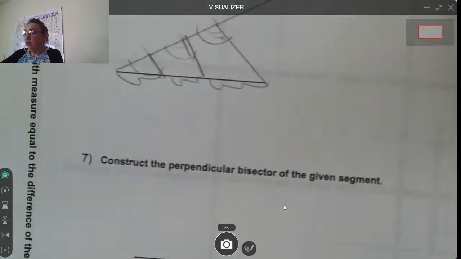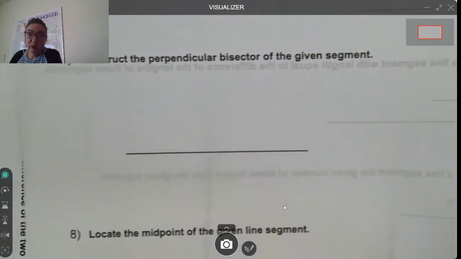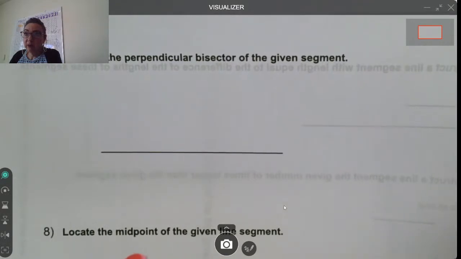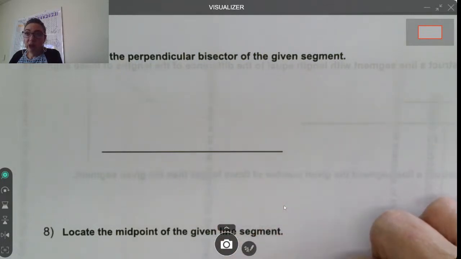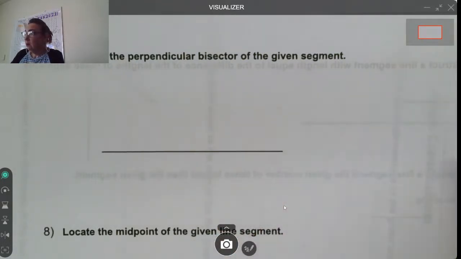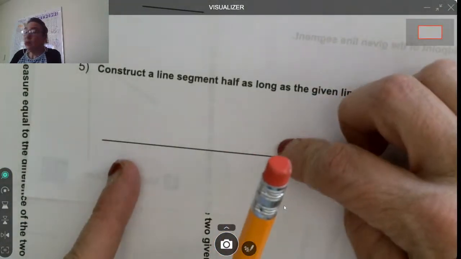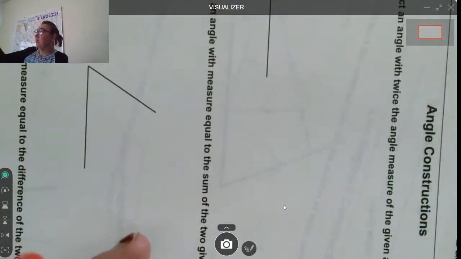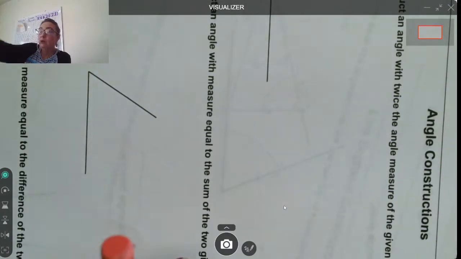Number 7. Did we look at number 7? This one? Construct the perpendicular bisector of the given segment. Did we do that one together? We did? Did we do locate the midpoint of the given segment together? Yes. Did we do construct a line segment half as long together? Okay, so we did all those. All right, so we're done with this one.